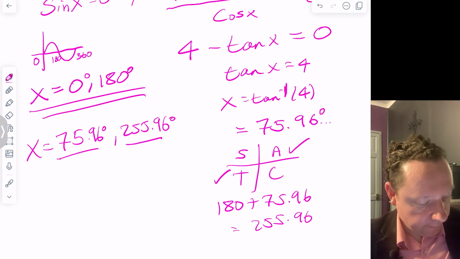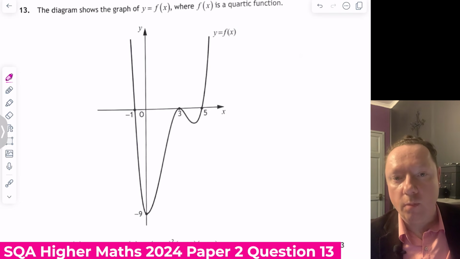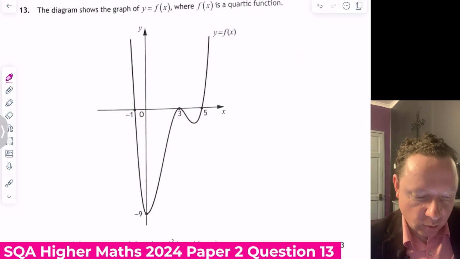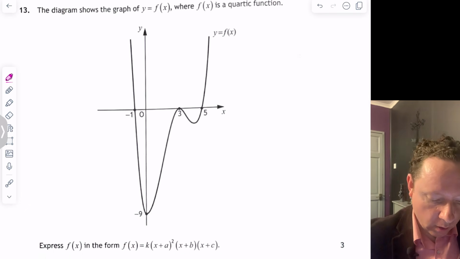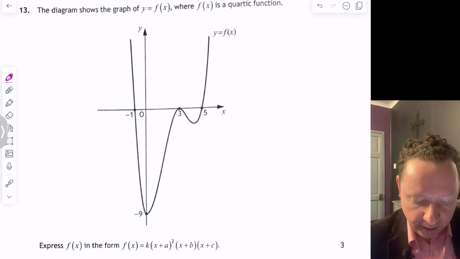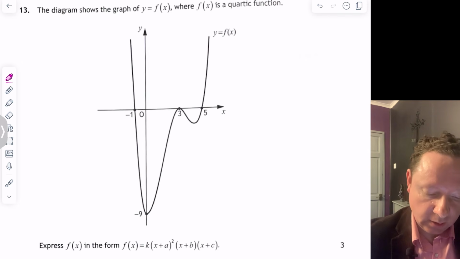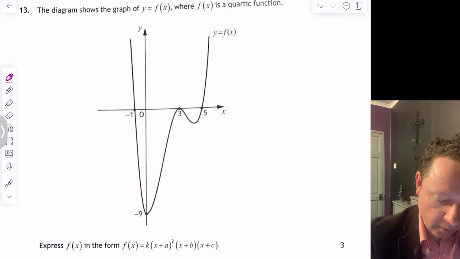Okay, we're done there. SQA Higher Maths 2024, Paper 2, Question 13. The diagram shows the graph of y equals f of x, which is a quartic function. How interesting. So, express f of x in the form k(x plus a) squared (x plus b)(x plus c). Okay, so how you go about this is, those are roots, and roots can turn into factors.